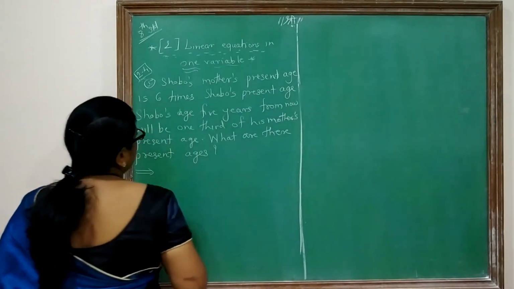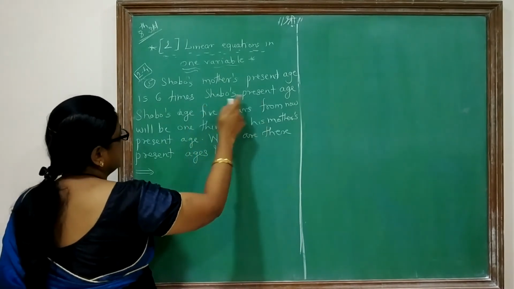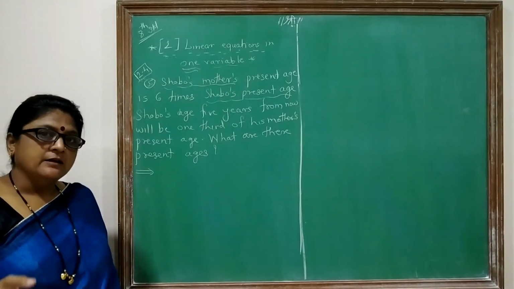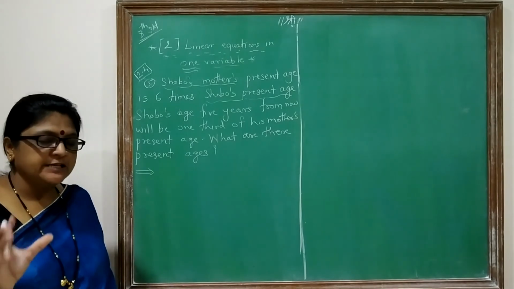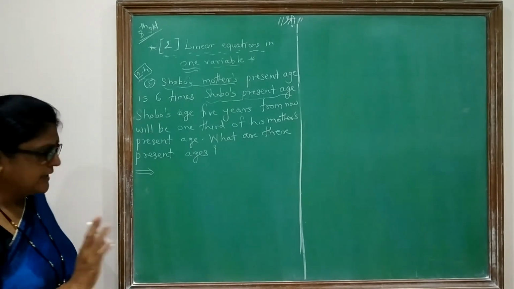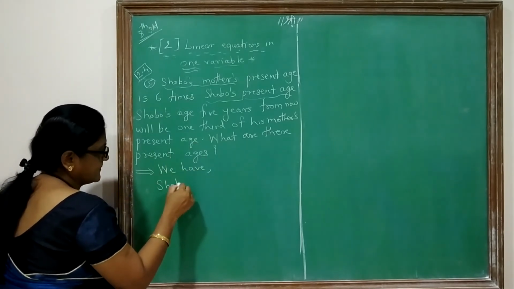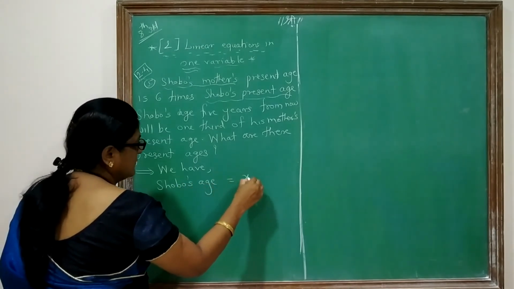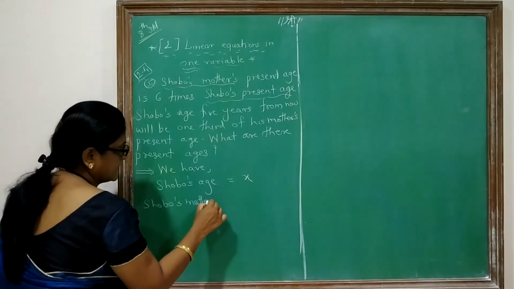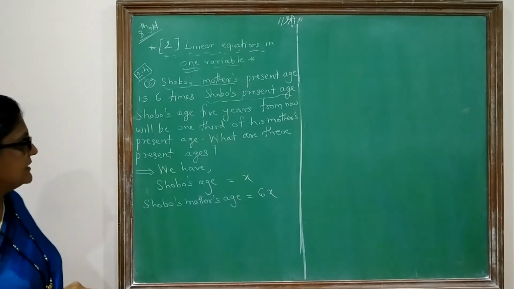Then first you will read your question carefully. Shobo's mother's present age is 6 times Shobo's present age. Means you will consider here Shobo's present age x. Then next step you will write Shobo's mother's age is what? 6x, because she is 6 times the Shobo's present age. Means you will write here, we have Shobo's age equal to x. Then Shobo's mother's age equal to 6x.